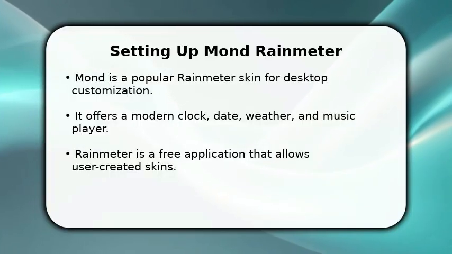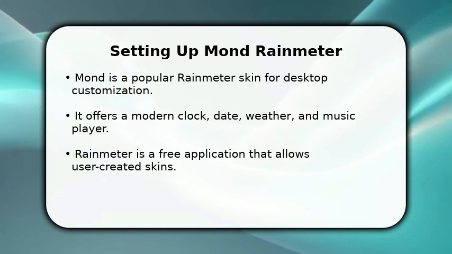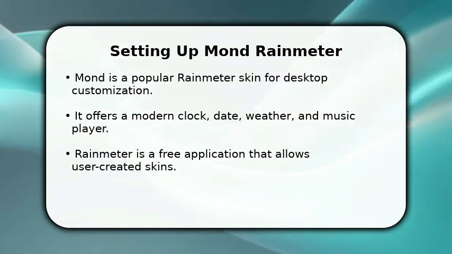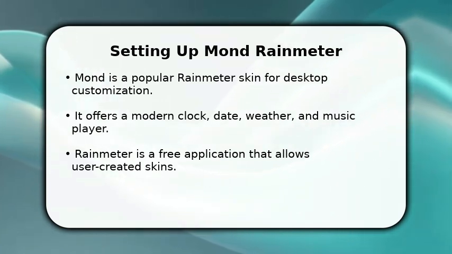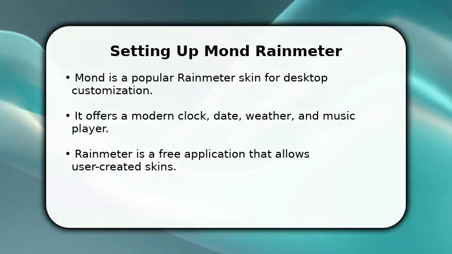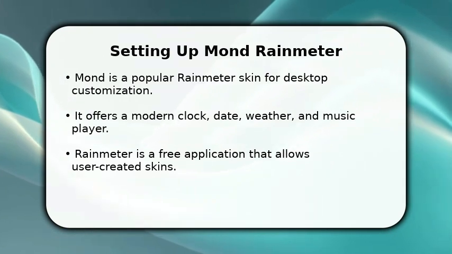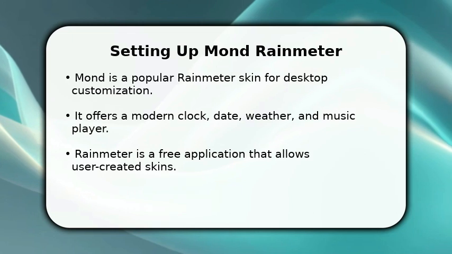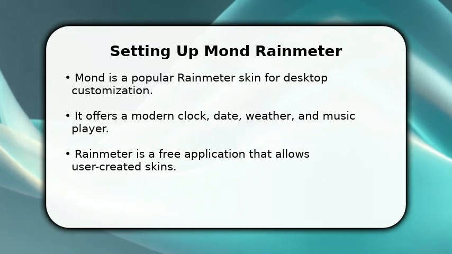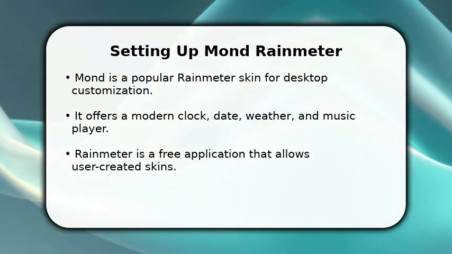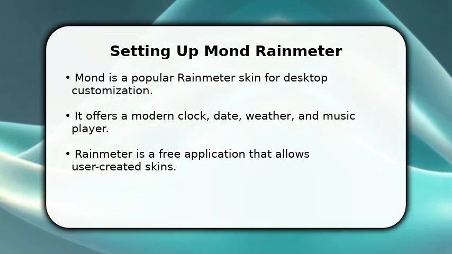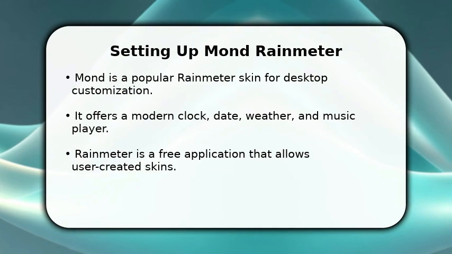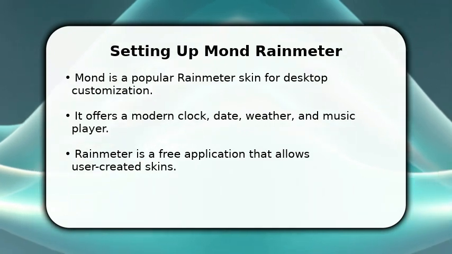In this video, I will explain how to set up Rainmeter. We'll cover everything from the initial installation to advanced customization, helping you create a truly unique desktop. Mind is a fantastic skin that brings a sleek, modern look with its clock, date, weather, and music player widgets. Rainmeter, the underlying platform, is a powerful, free tool that lets you personalize your desktop with user-created skins. Let's get started on transforming your workspace.